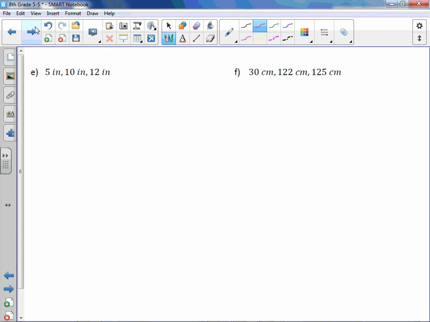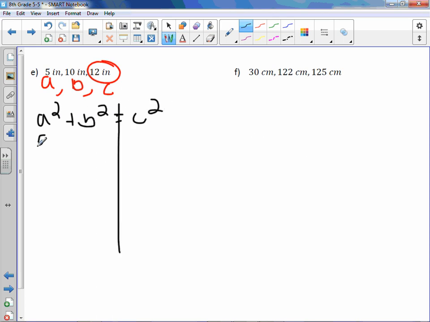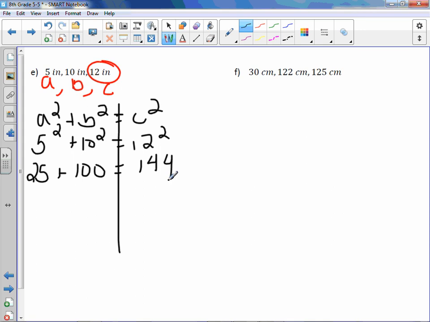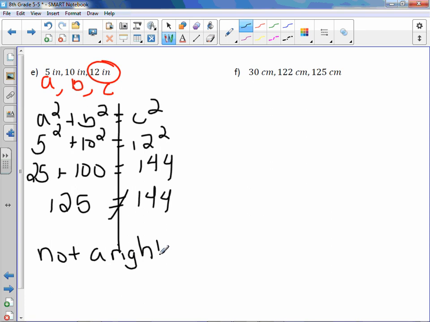Letter E. 12 is the longest length. That is C, the hypotenuse, and then A and B are our legs. A squared plus B squared equals C squared. 5 squared plus 10 squared equals 12 squared. 5 squared is 25. 10 squared is 100. 12 squared is 144. Add the two on the left. 125 does not equal 144. Therefore, this is not a right triangle.